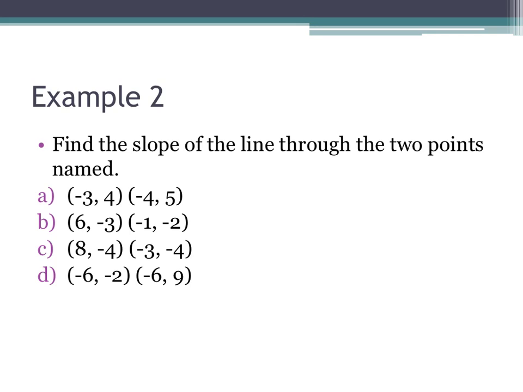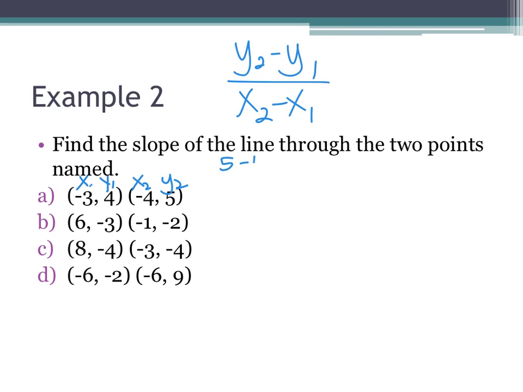Okay, example 2 says find the slope of a line through the 2 points that are named. So they're giving you the 2 points this time. Let's say this is x1 and y1, x2, y2. We're going to plug this into y2 minus y1 over x2 minus x1. So 5 minus 4 over negative 4 minus a negative 3. Minus a negative becomes positive, and this would be 1 over negative 1, which is negative 1.